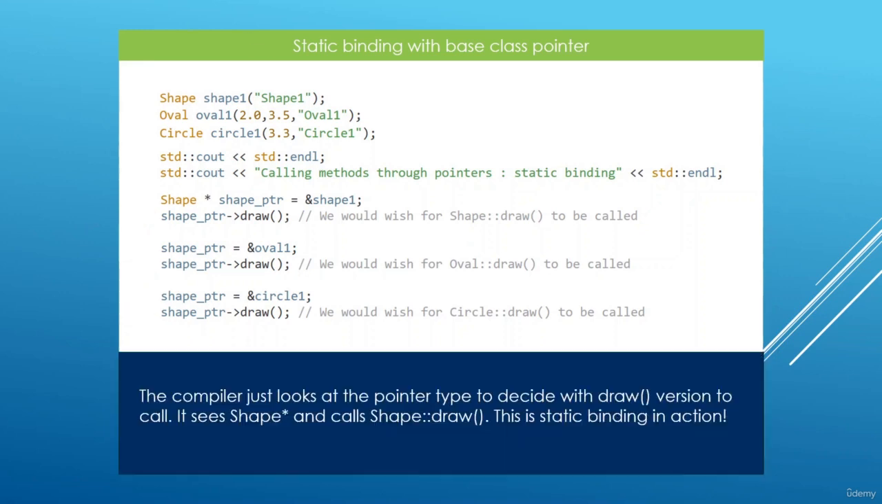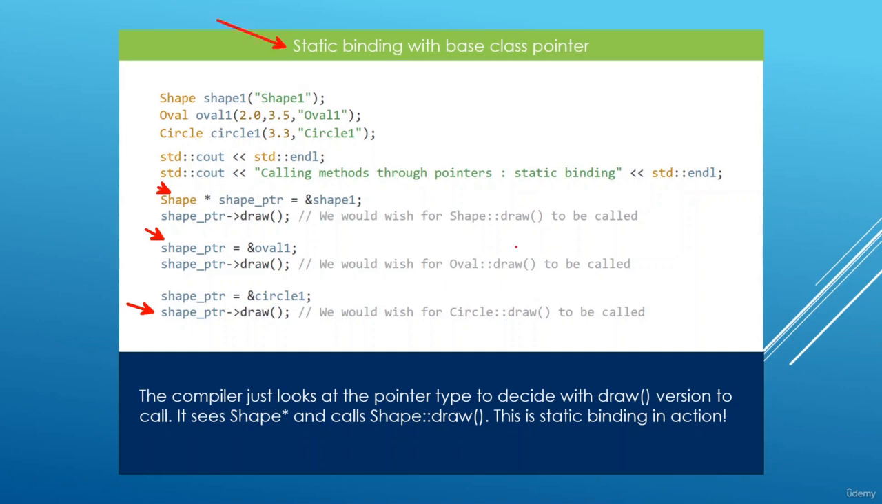So what is happening here is the compiler is looking at the type of the pointer, and it is using that to decide which draw method to call. So the compiler is basically saying I have a shape pointer, so I am going to call the draw method on the shape class. Down here, it is going to see that it also has a shape pointer, and it is going to call the draw method on shape. And down here, it is going to see that it has a shape pointer, and it is going to call the draw method on the shape class. This is what static binding is all about.